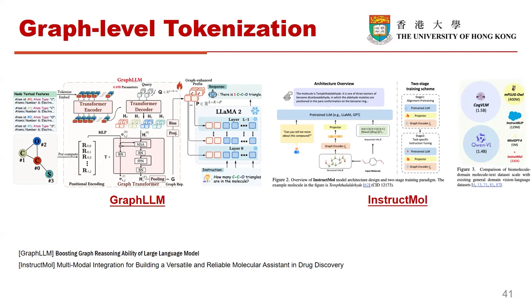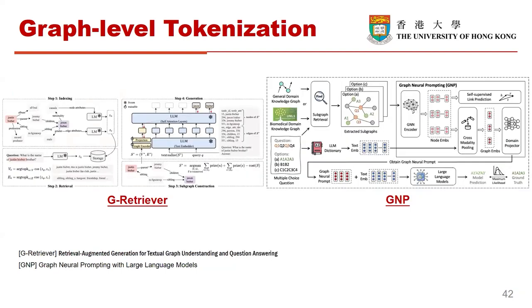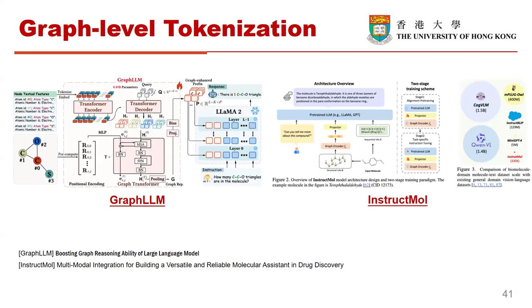Then another representative work of graph-level tokenization is InstructMol. It uses the 1D molecular sequence as the first modality input into the LM, the second modality is the molecular graph structure, and the third modality is natural language. By unifying the three modalities of the molecule, it can instruct the LM to perform molecular-related work directly using natural language.